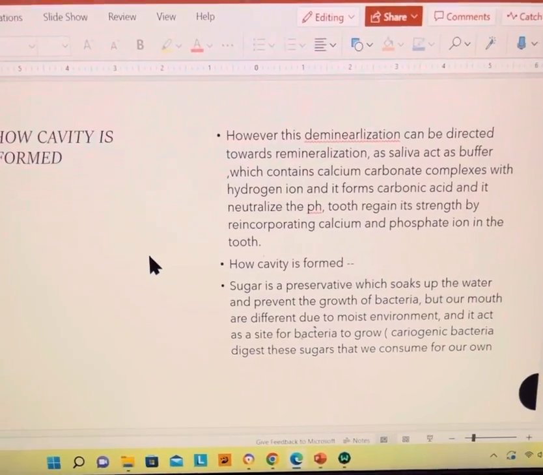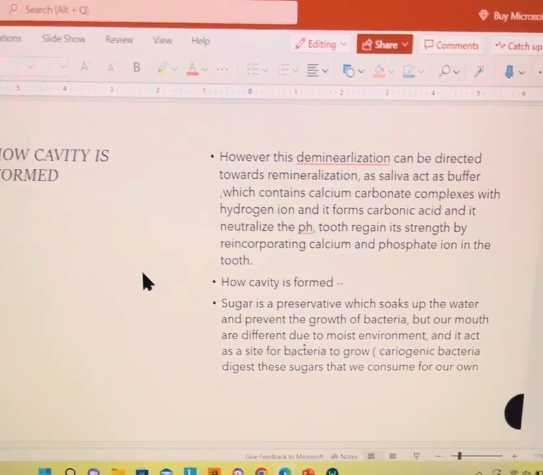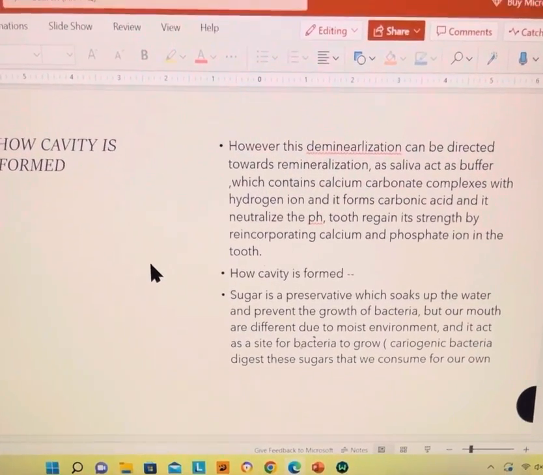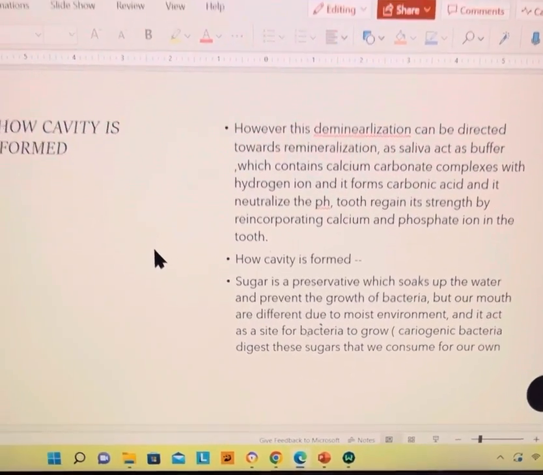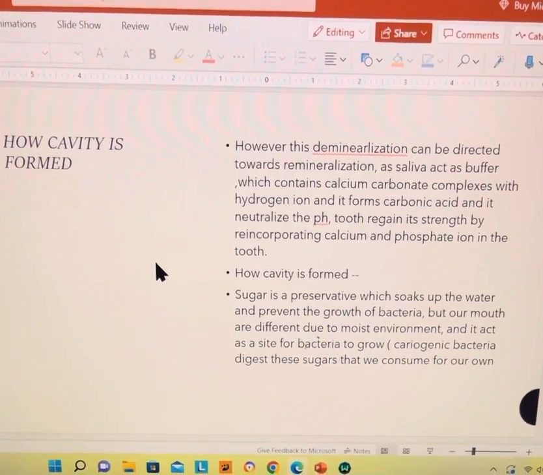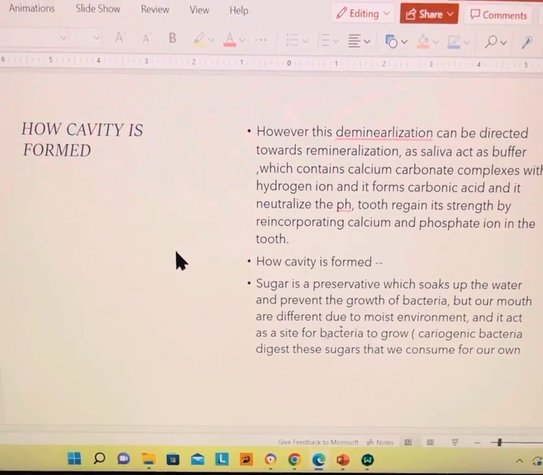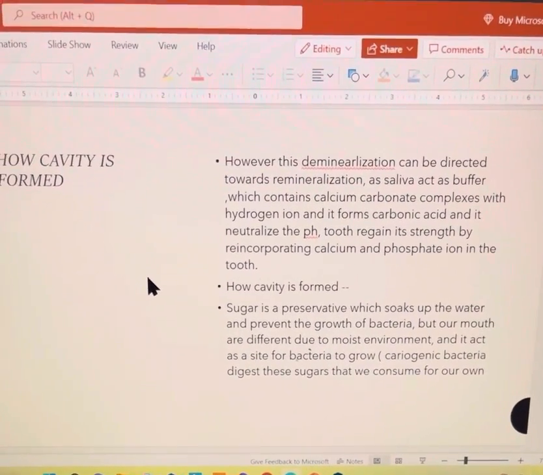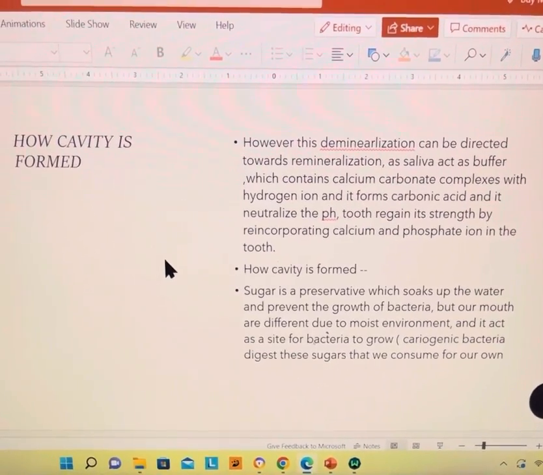Next, if demineralization starts, can it be directed toward remineralization? Yes, that happens, because saliva, which we all have in our oral cavity, in itself acts as a buffer. It contains calcium carbonate, and this calcium carbonate combines with the hydrogen ion and forms carbonic acid that helps neutralize the pH. That helps the tooth regain its strength by reincorporating calcium and phosphate ions into the tooth.